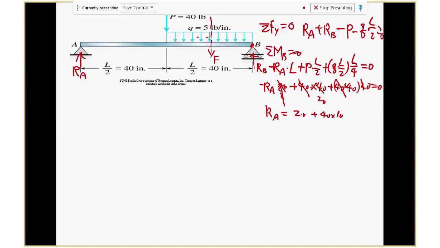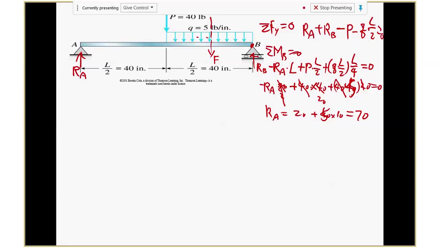Q is 5. Okay, I got it wrong. Q is 5, right? So this part should be a 5. All right, so you have 5 times 10. Right? So what's RA? 70. Okay, anyone got a calculator? Double check on my calculation, because if I got this wrong, then everything will be wrong. Right? So you don't want that to happen. Double check RA.